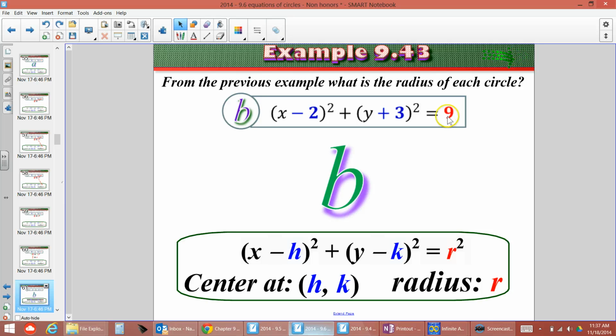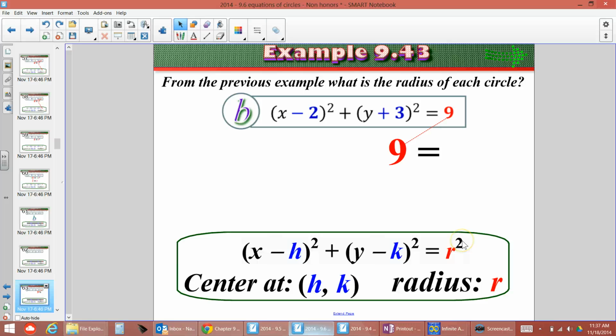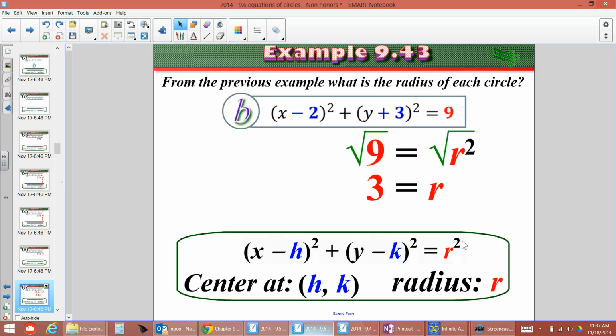9. Square root of 9 is 3, so the radius is 3. Either way, we set it up to say this is in this location. So 9 really equals r squared. If we square root both of them, we end up with 3. Like I said, you square root the right-hand side and you're done.